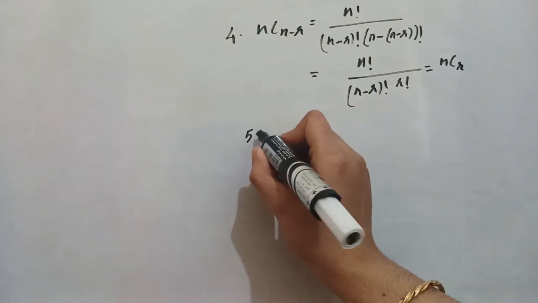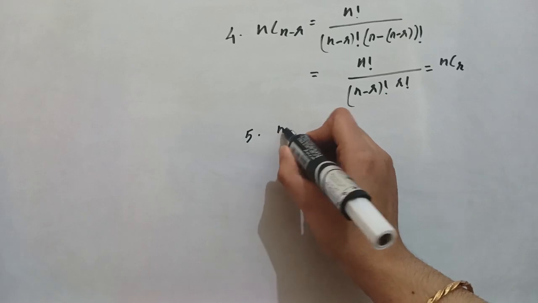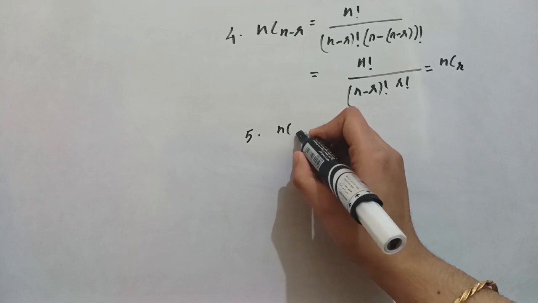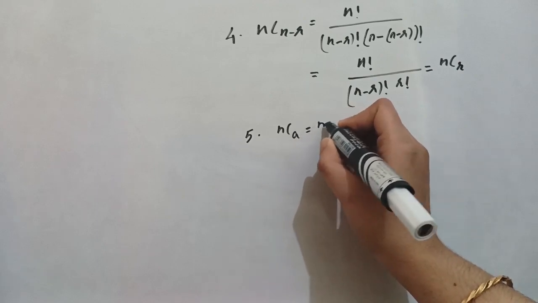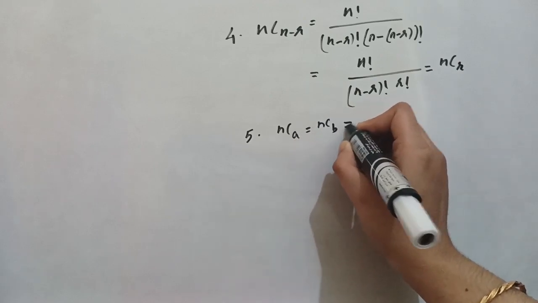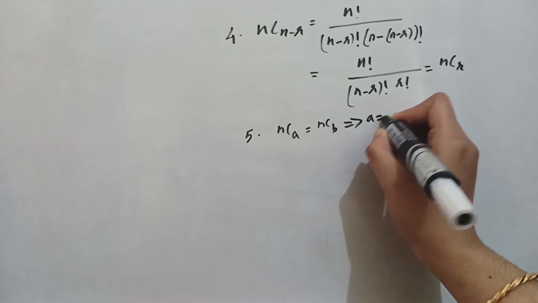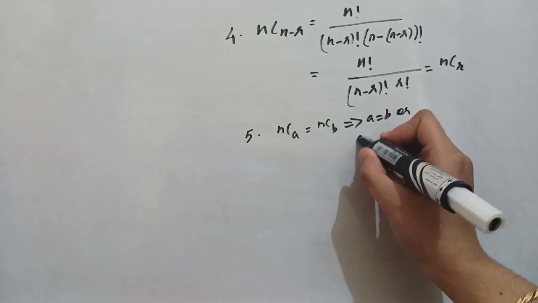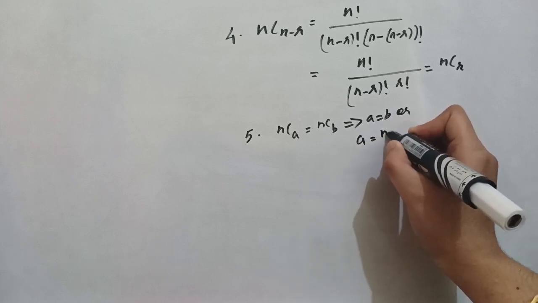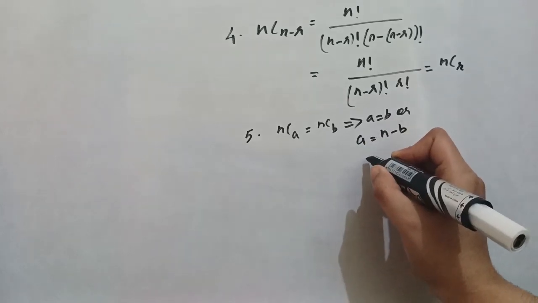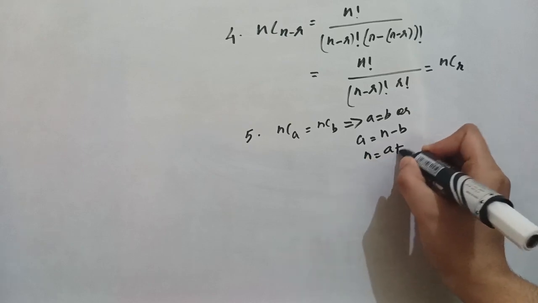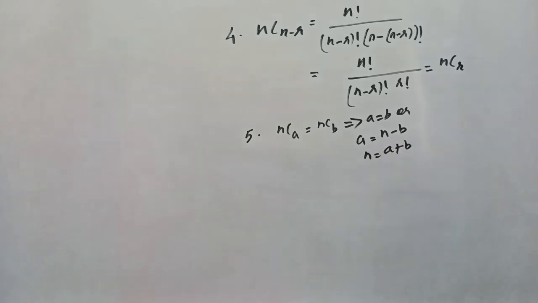Then fifth property, nCa equal to nCb, which implies a equals b, or a equals n minus b, that is n equals a plus b.